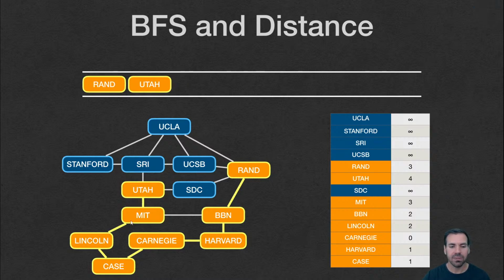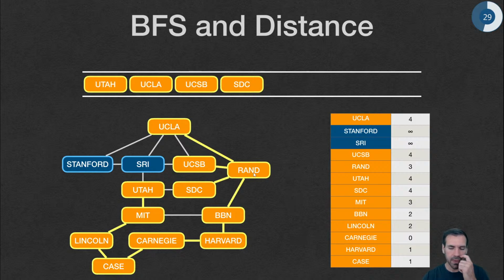Check Lincoln, already explored, do nothing. Check BBN, already explored, do nothing. Then Rand, check BBN, already explored, do nothing. But Rand does get 3 more nodes. Mark them all as explored, NQ them all. Mark all their distances as 4, because Rand's is 3 plus one more edge, that gets us to 4. And then we've got all of our distance 4 nodes in the queue.